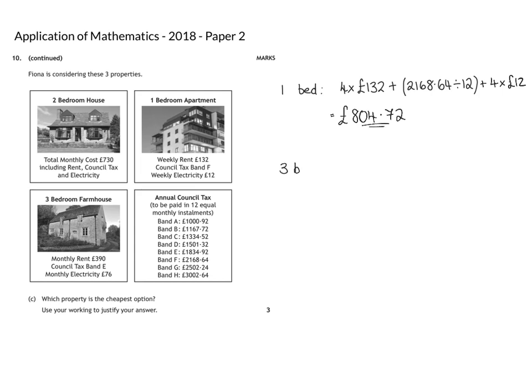So looking now at the 3 bedroom, it's monthly rent, so we've got our £390, and then we've got to add our council tax, which is band E this time, £1,834.92. That's going to be divided by 12. And it's monthly electricity, so it's plus that £76. So altogether we get the 3 bedroom is going to cost £618.91. So we can say the 3 bedroom farmhouse is the cheapest.